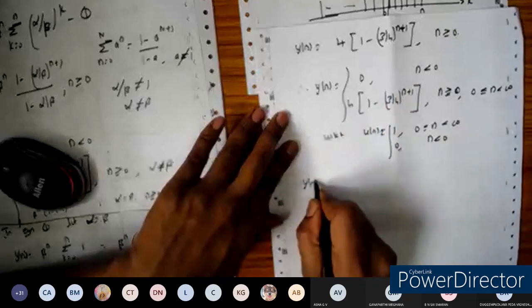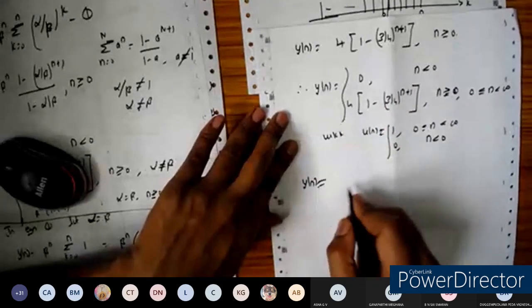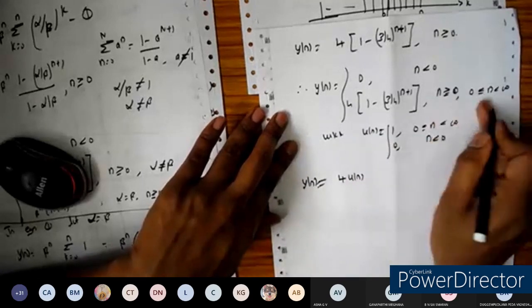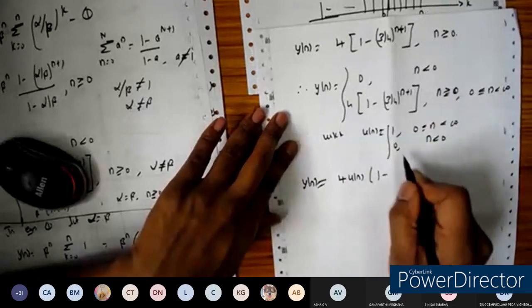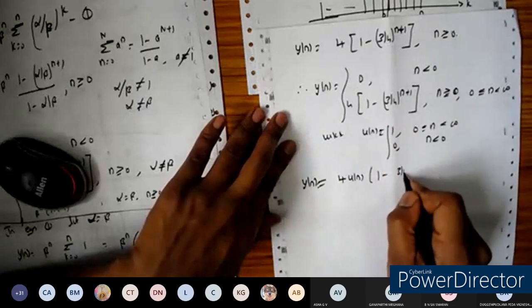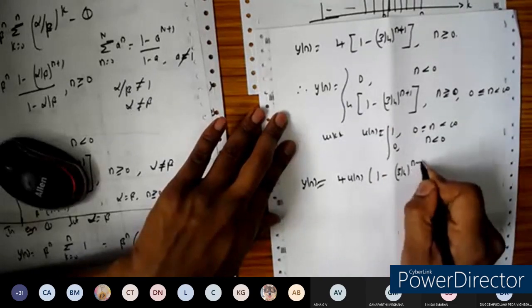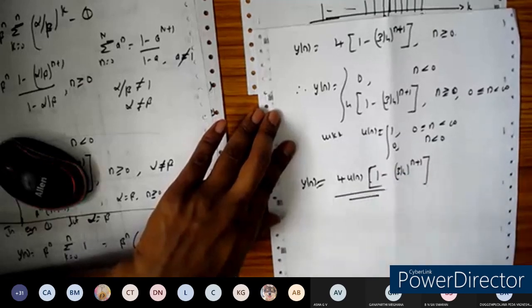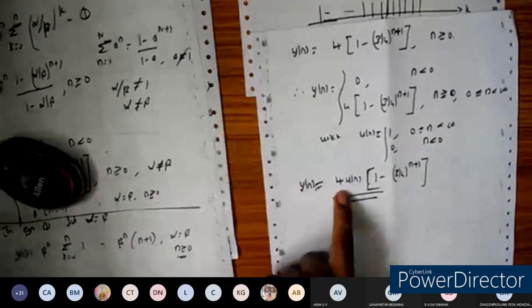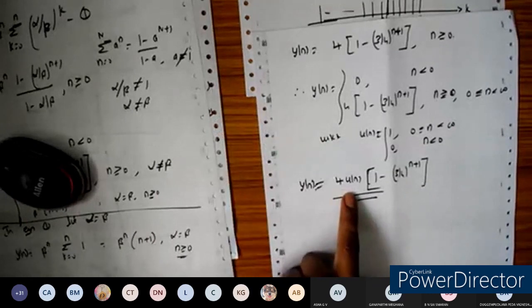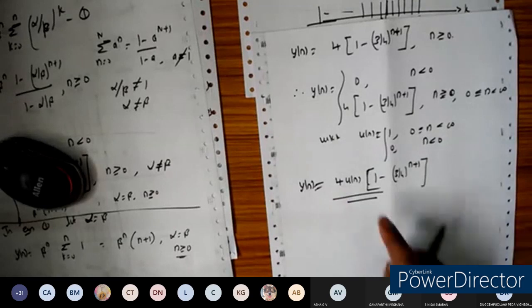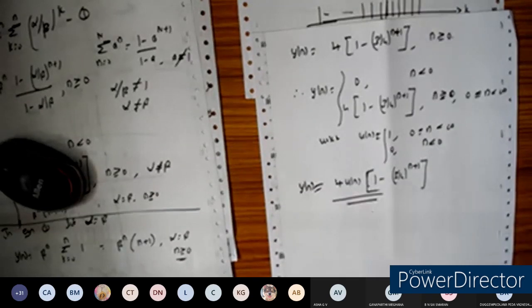We can write y[n] like this also: 4 into u[n], which reflects the condition here, into (1 minus (3/4)^(n+1)). You can replace the condition in terms of the unit step function, what we have written here. So like this, you can express things in terms of elementary signals.